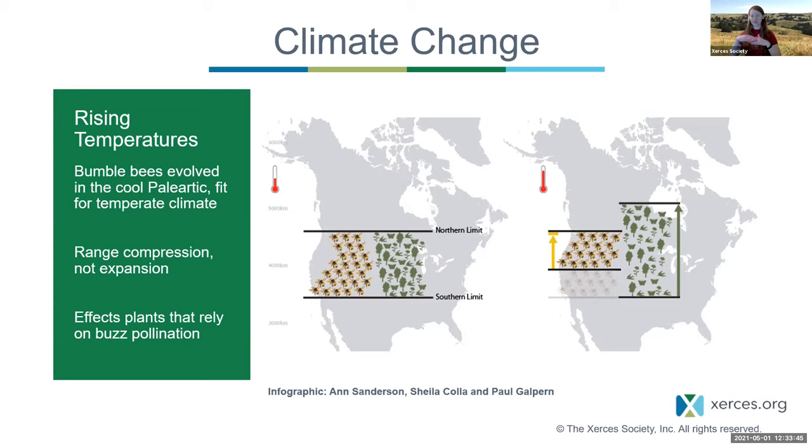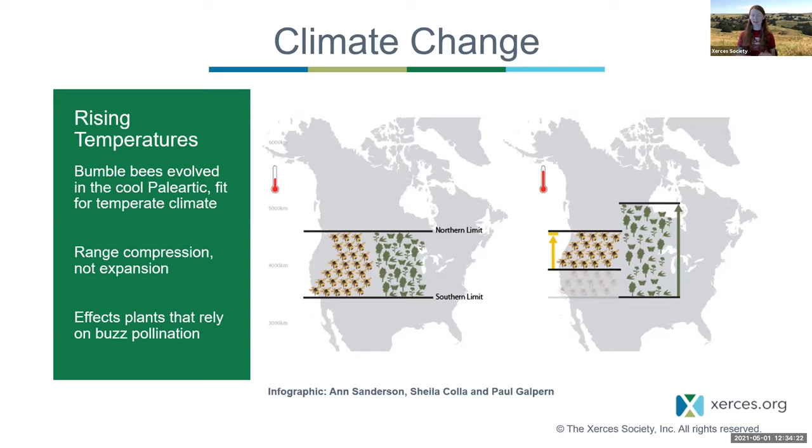Like a lot of our other species might be able to move upwards, but bumblebees are sort of at the top of their range already. So as they're forced north out of their southern range, they might not be able to move much more northward because they're already adapted to this climate. And this is not only going to affect the populations themselves, but also the plants that all bumblebees are out there pollinating in the natural ecosystem. So buzz pollinated plants, for example, if the bumblebees are no longer in those southern latitudes, what's going to happen to them with the lack of bumblebees?